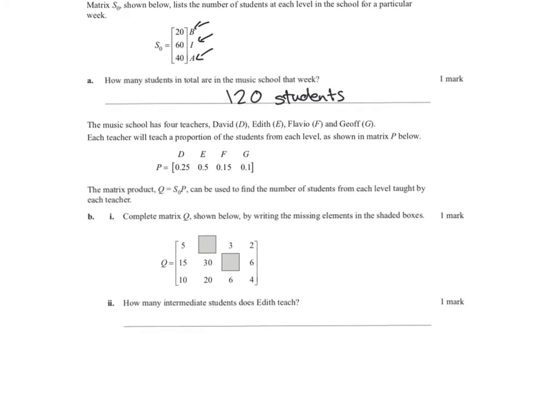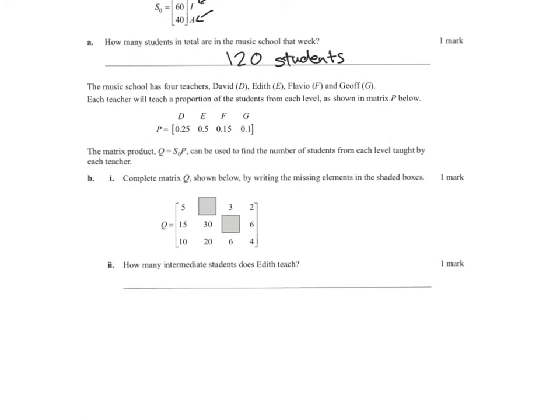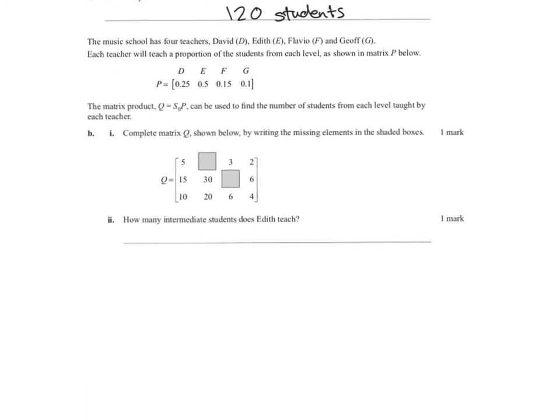The music school has 4 teachers. We've got David, Edith, Flavio, and Jeff. Each teacher will teach a proportion of the students from each level as shown in the matrix P below. So that's the proportions. Matrix Q we can get by doing our initial state matrix times P. That can be used to find the number of students from each level taught by each teacher.